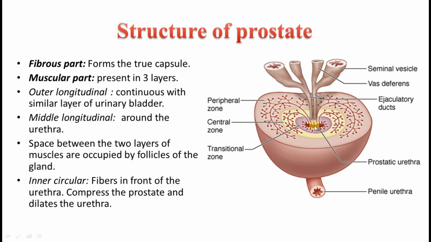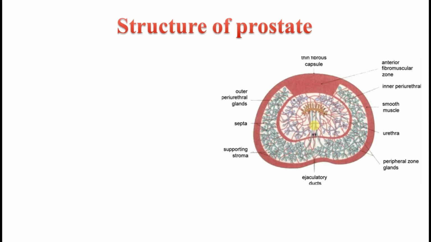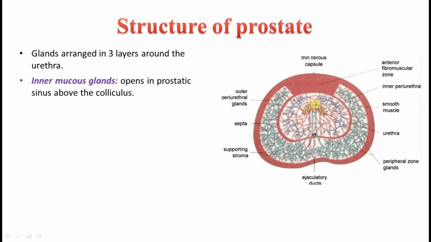So it has got a fibrous part, and then it has got a muscular part which is present in 3 concentric layers. Now, between this outer fibrous part and the muscular layer, you can see the glands are actually arranged again into 3 zones. Innermost glands, then you have intermediate glands, and then you have the outermost main principal glands. The innermost glands surround the urethra. They are mucus glands. So they are simple tubular glands, and you see they don't show any follicular pattern. They are just mucus glands. Okay. So they open into the prostatic sinuses above the colliculus seminalis.